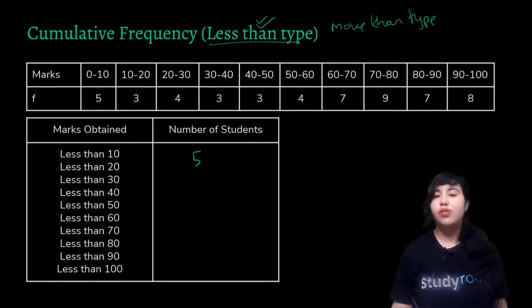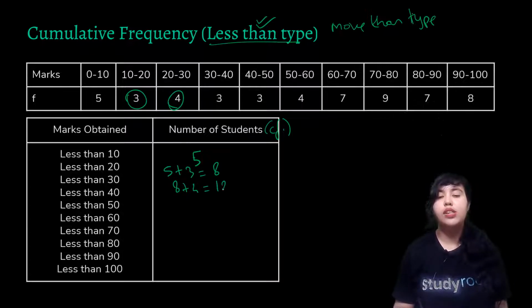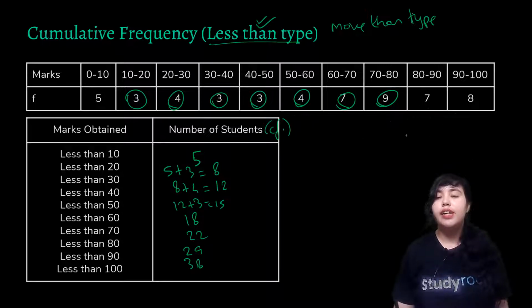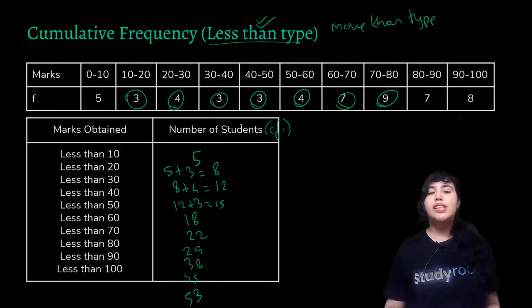So here we are not writing frequencies anymore. What we are writing is cumulative frequency. Less than 20 means the previous frequency 5 plus how many students got less than 20 marks, that will be 3. So 5 plus 3 total will become 8. Then you will take 8 plus 4, that is 12. Then 12 plus 3, that is 15. 15 plus 3 is 18. 18 plus 4 is 22. 22 plus 7 is 29. 29 plus 9 will be 38. 38 plus 7 will be 45, and 45 plus 8 ultimately will become 53. This is how you make a table for cumulative frequency of the less than type.